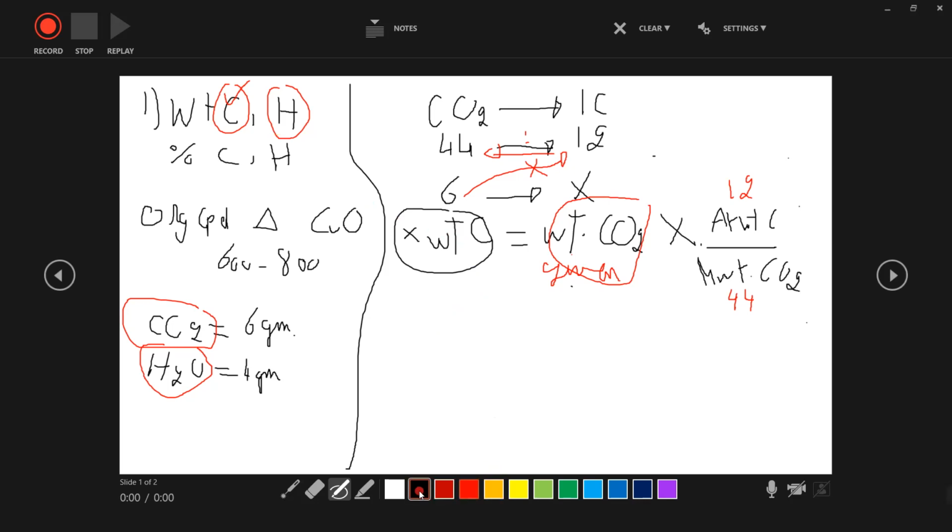The same thing we will do in order to find the weight of hydrogen. We will say water contains how many hydrogens? Water contains 2 hydrogens, not only one like carbon dioxide and carbon, 2 hydrogen. What is the molecular weight of water? It is 18. Okay, 16 plus 2, 18. What is the atomic weight of hydrogen? It is 1. 2 times 1 will be 2. So each 18 gram of water contains 2 gram of hydrogen.